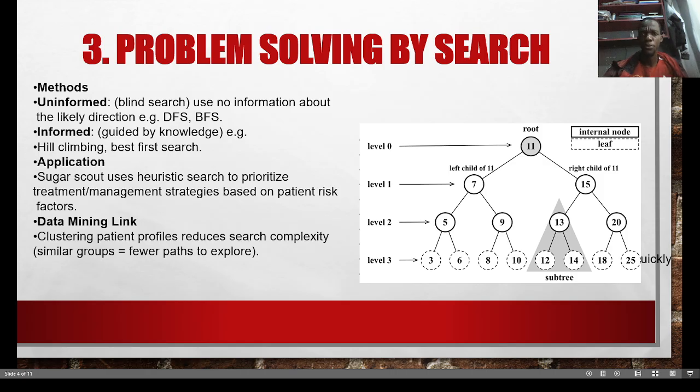So under problem solving by search, we can use either the informed or the uninformed. The informed, we sometimes call the heuristic search, because we have knowledge about the problem that we are solving. So we estimate the cost from where we are to the final answer, and we take the route that can make us arrive at that desired goal using the least cost possible. Of course, the Sugar Scout is using a heuristic search to prioritize treatment management strategies based on the patient risk factors, as we said earlier. So that is it.